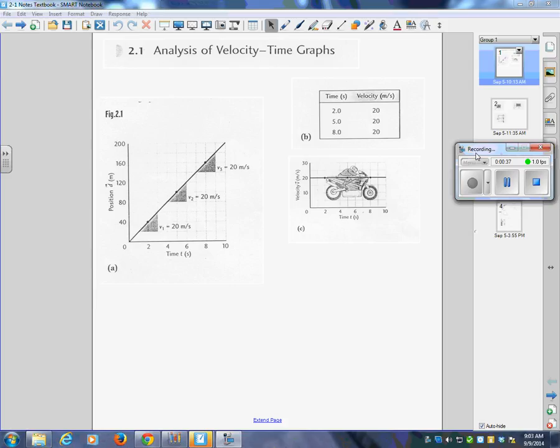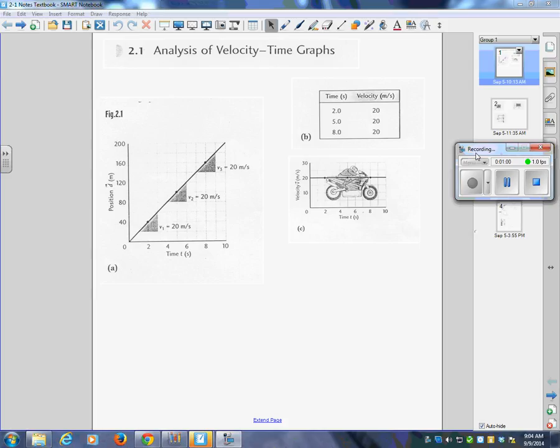Okay. So, again, page 38 here, 2.1, analysis of VT graphs, velocity time graphs. In the last chapter, we found velocities from displacement time graphs by taking slopes at given times. In fact, that was grade 11 for you. In this chapter, we will use these values to create velocity time graphs and analyze them using the three primary analysis methods for graphs learned in the last chapter.